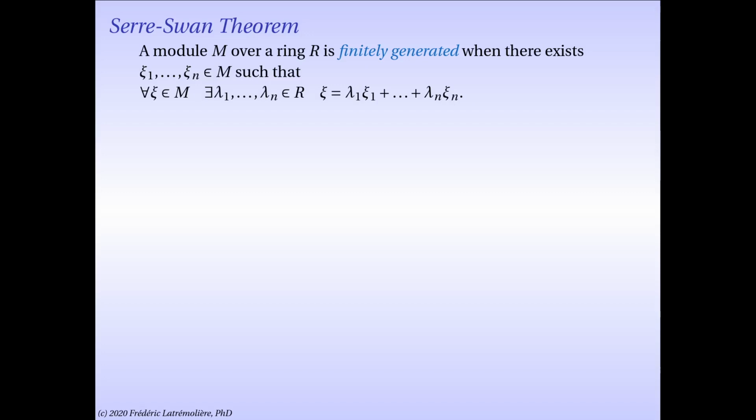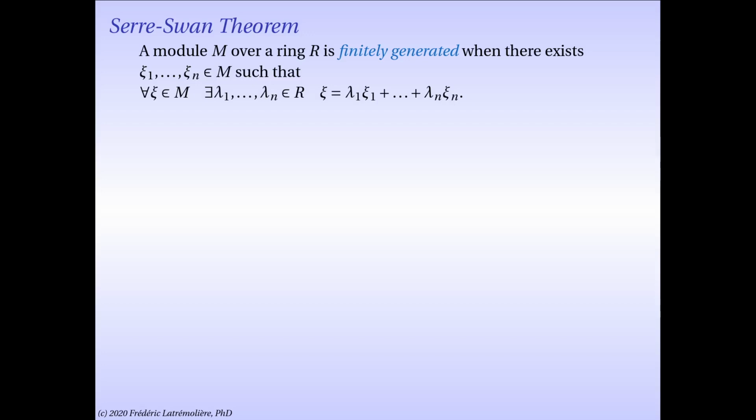To state our theorem, we need two definitions. First, a module M over a ring R is finitely generated when there exist finitely many elements xi_1 through xi_n of M, such that for any xi in M, there exist elements lambda_1 through lambda_n in the ring R, such that xi is the sum lambda_1 xi_1 plus etc. plus lambda_n xi_n.